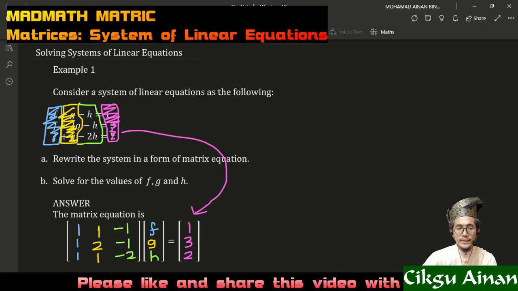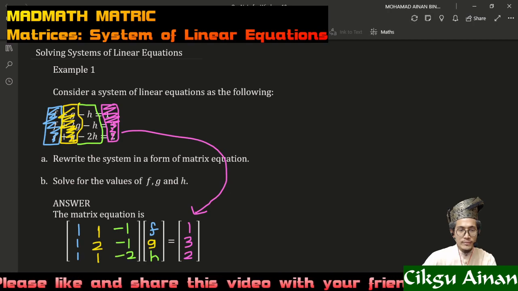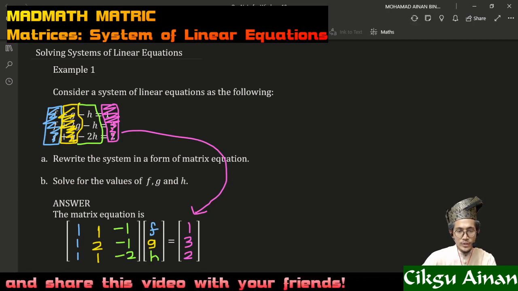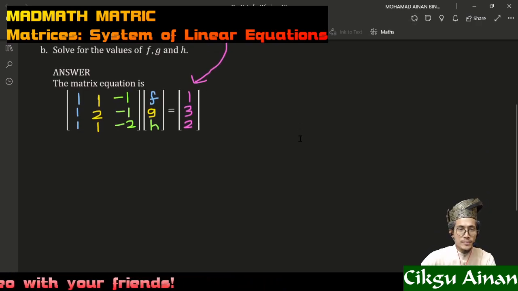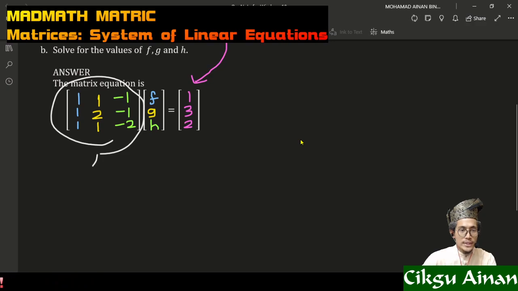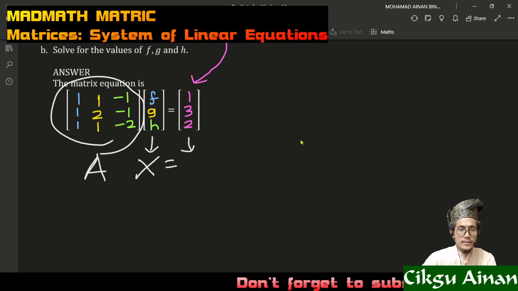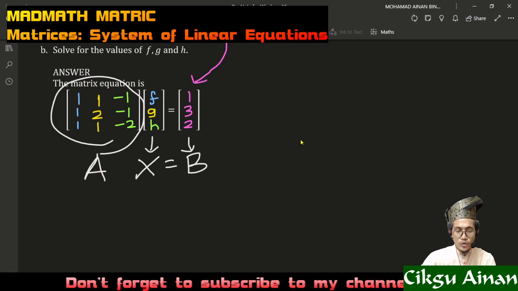So this is the matrix equation in the form of AX equals B. Why A? A is this matrix, so this is matrix A. This column matrix is X, and this is the column matrix B. So how to solve them?